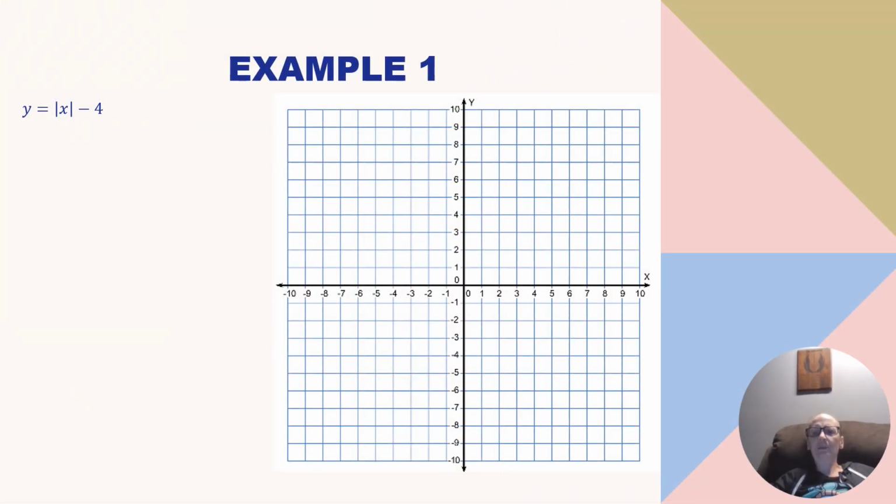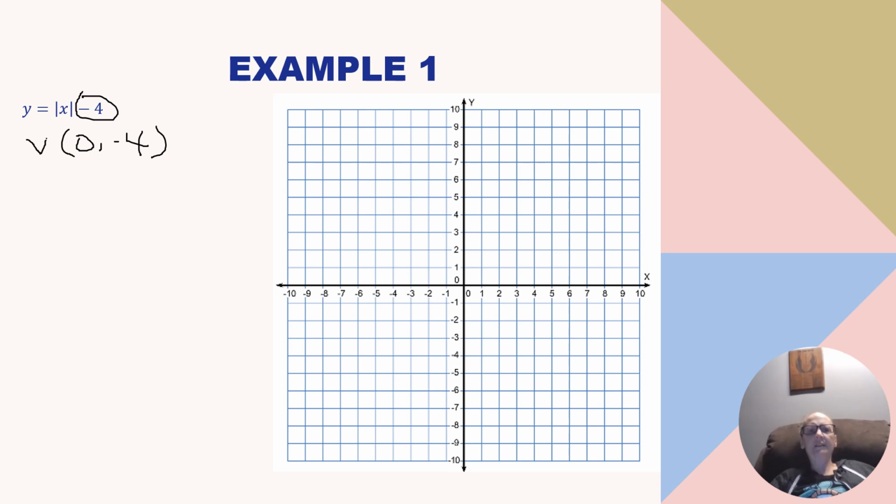Let's go ahead and jump into our examples. So we are going to start with y of x equals the absolute value of x minus 4. So our first goal is to figure out what the vertex is. So I'm just going to abbreviate that V. There's nothing inside here with the x. That means the x value is 0. And the number on the outside of the absolute value is the y value of the vertex.